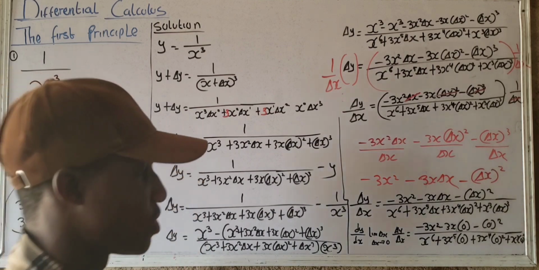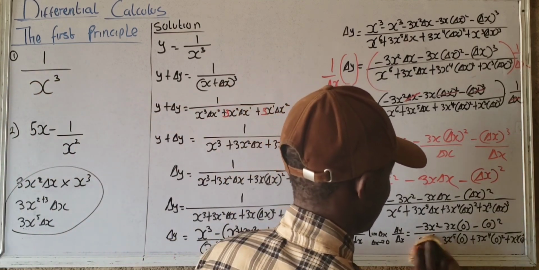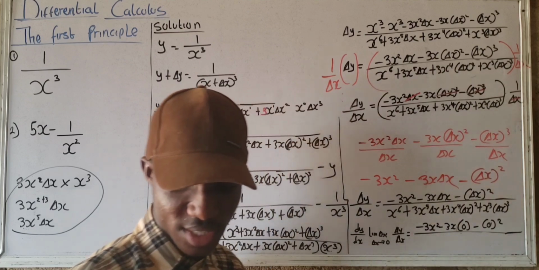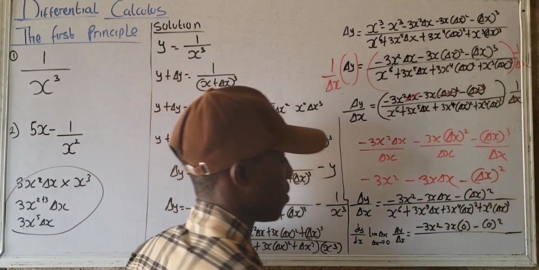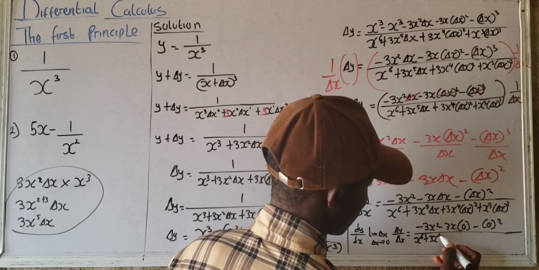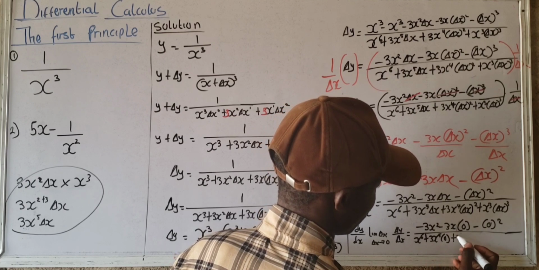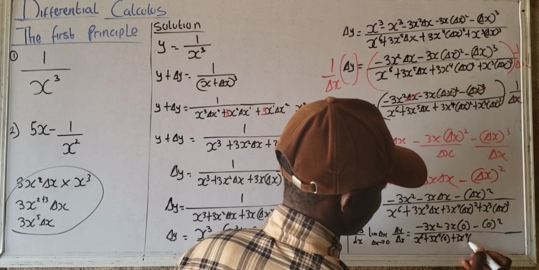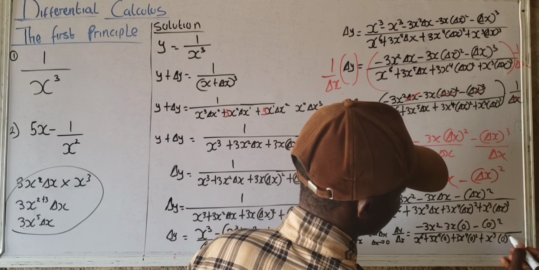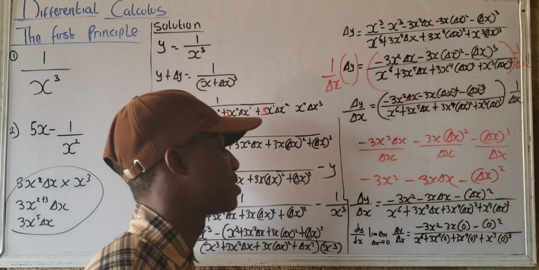Let me rewrite it so that you can see it very well. Now, x raised to the power of 6 plus 3x raised to the power of 5 multiplied by 0 plus 3x raised to the power of 4 multiplied by 0 squared plus x raised to the power of 3 multiplied by 0 raised to the power of 3. Okay? So, now let us simplify.